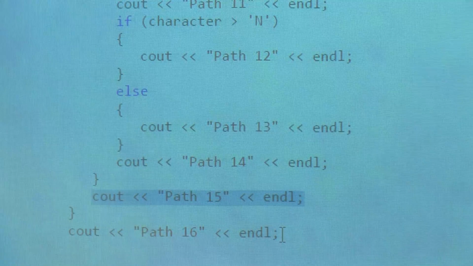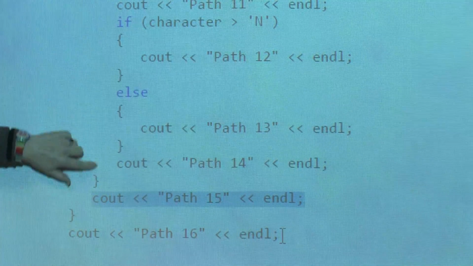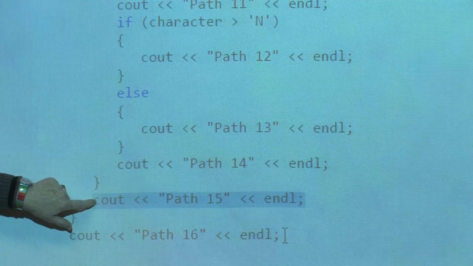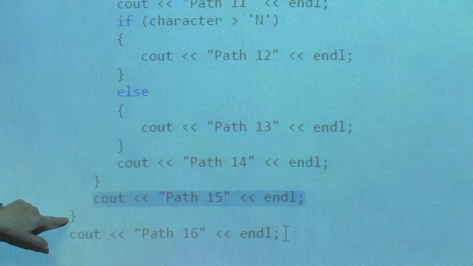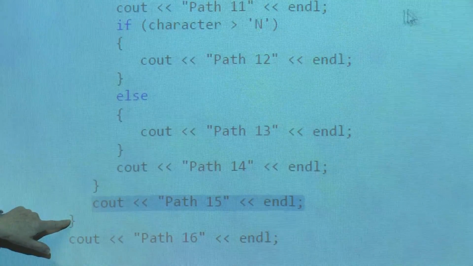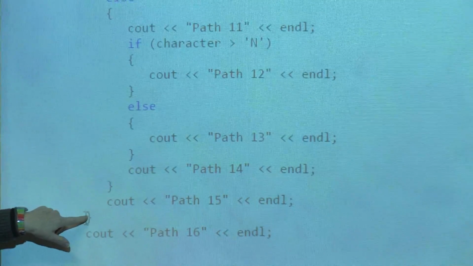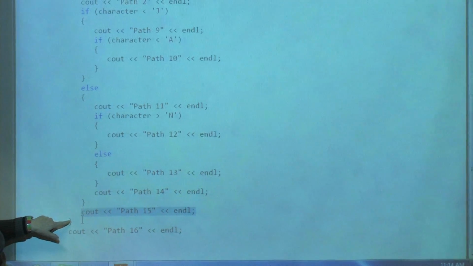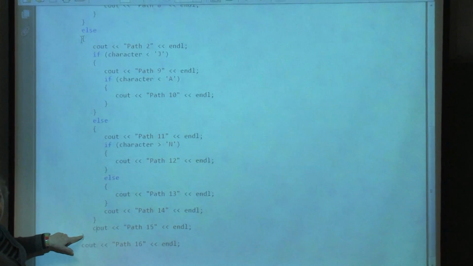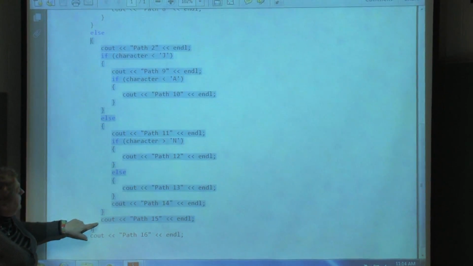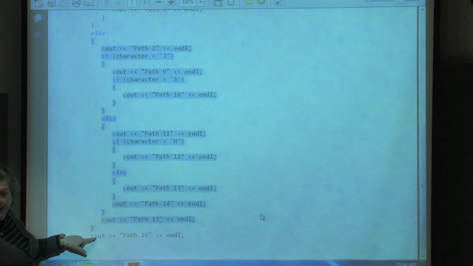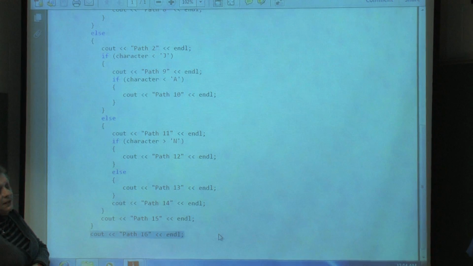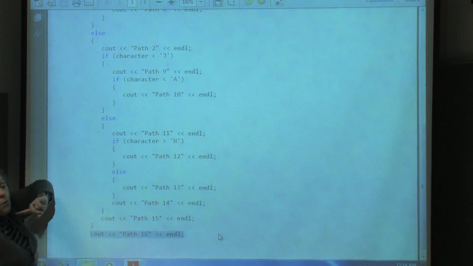And why are we outputting path 15? Because the else is complete, correct? So the very next line of code it sees is path 15. Now what's this brace? Closing the else. Of which else? What was the condition? Is it greater than capital P? You got the code in front of you, right? So it finishes that. So it did this line, and so the very last line it's going to do is output path 16. Agree?